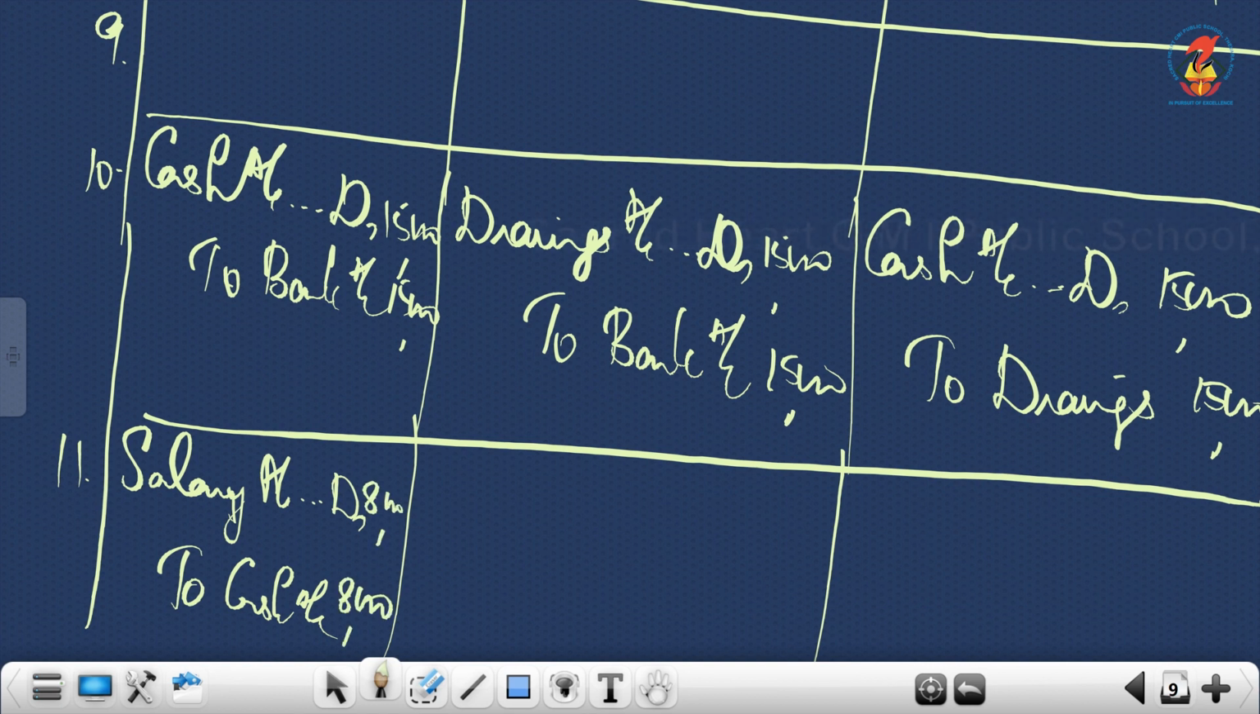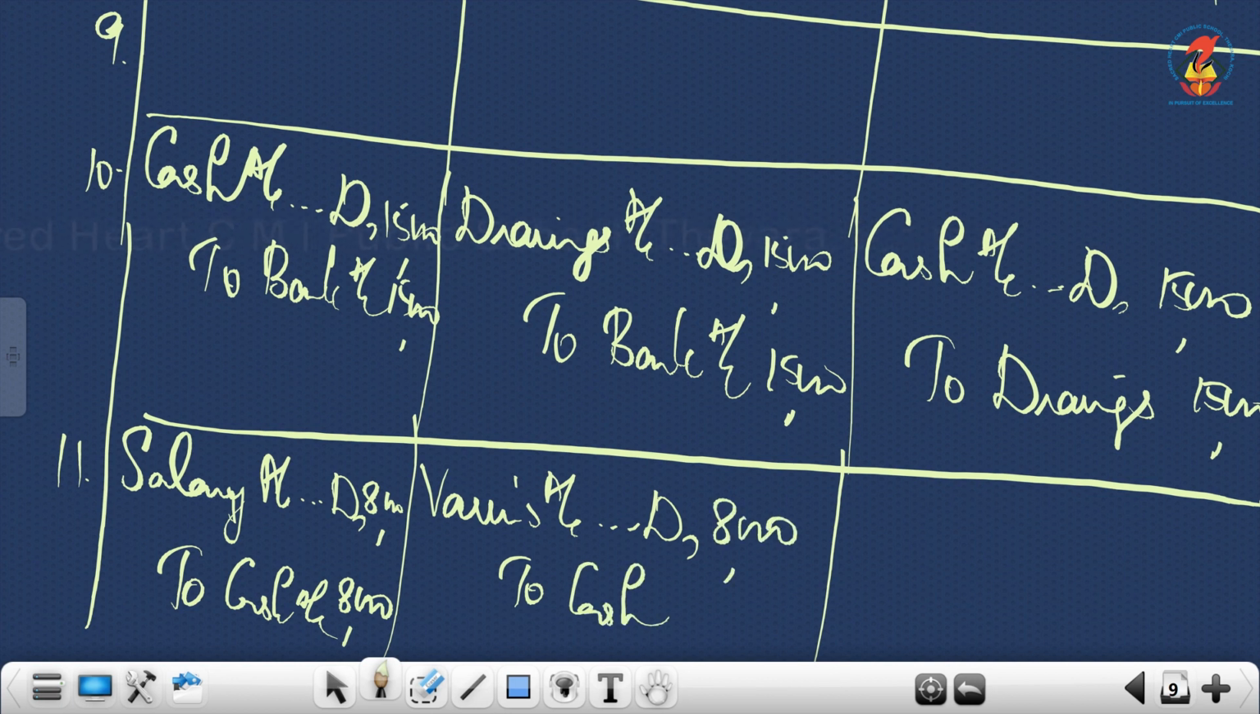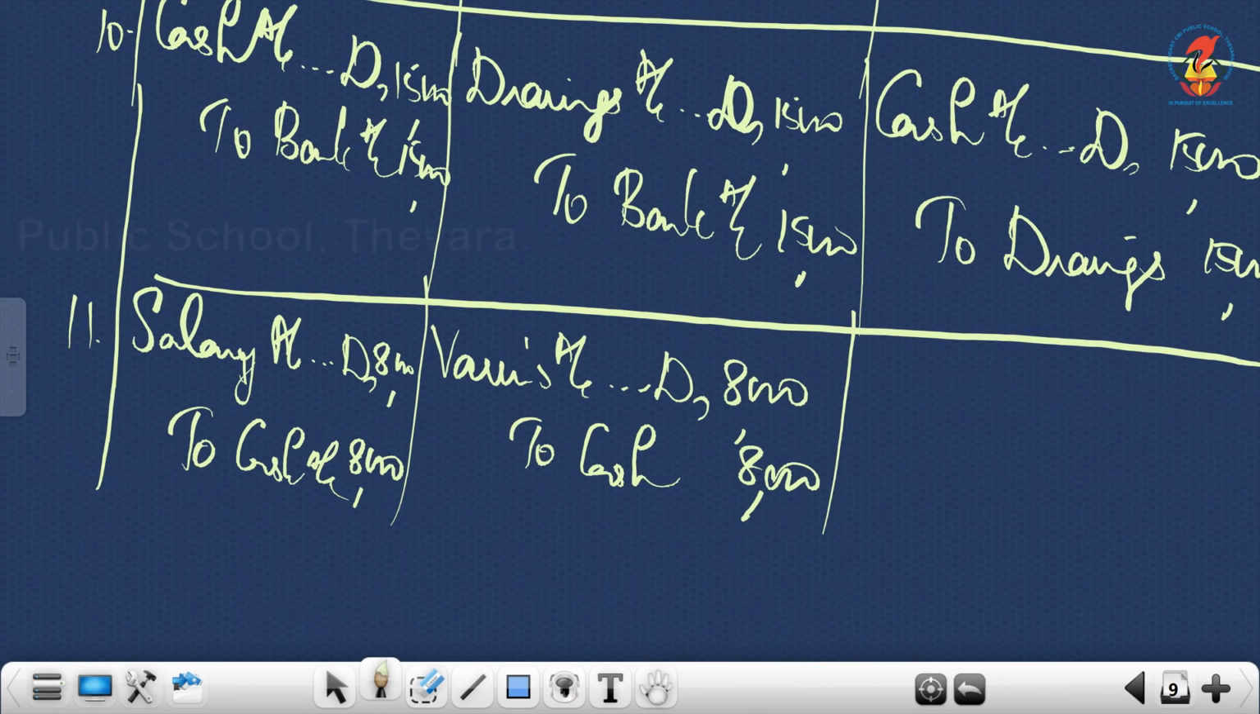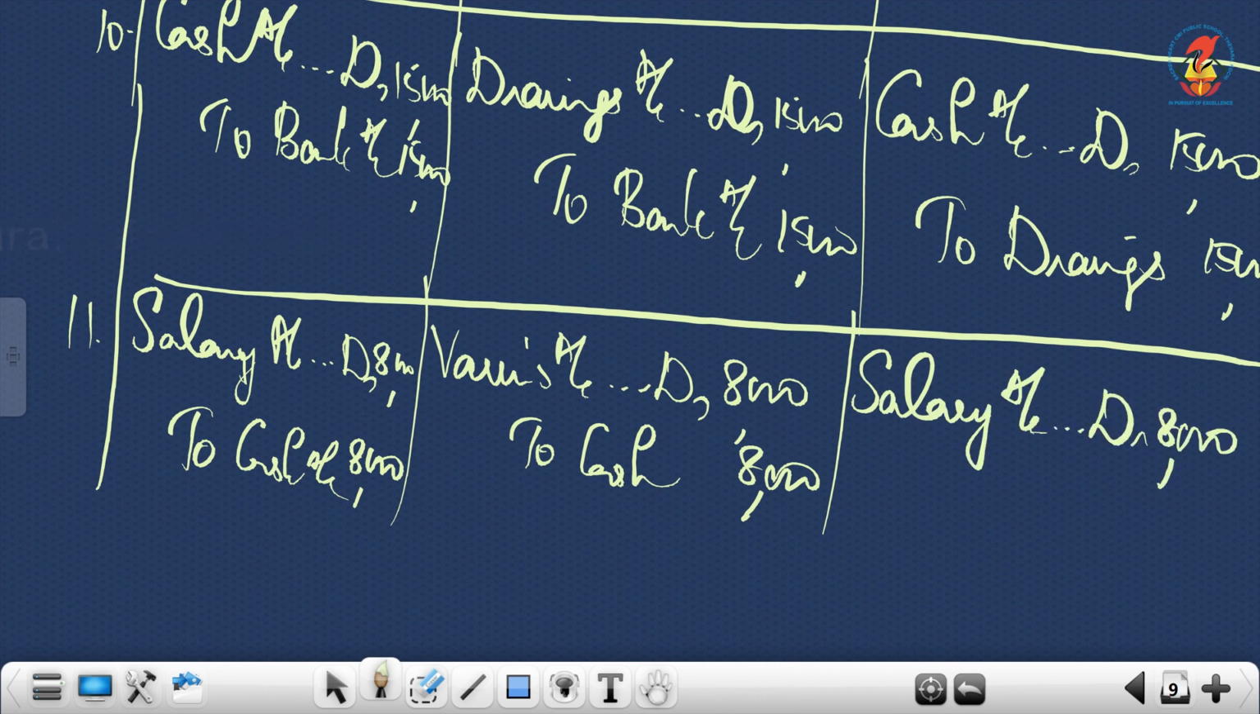But instead of that, we have debited it to Varun's account. So, it is Varun's account debtor to cash 8,000. This is a usual mistake which you people are making. So, rectify this mistake. Salary to be debited. Since we haven't debited, we will debit now. Salary we will debit now with 8,000. Cash to be credited, that we have done correctly. Varun was wrongly debited, that we will cancel. So, write to Varun's account 8,000.